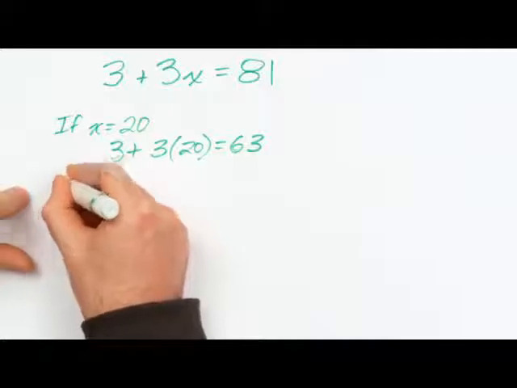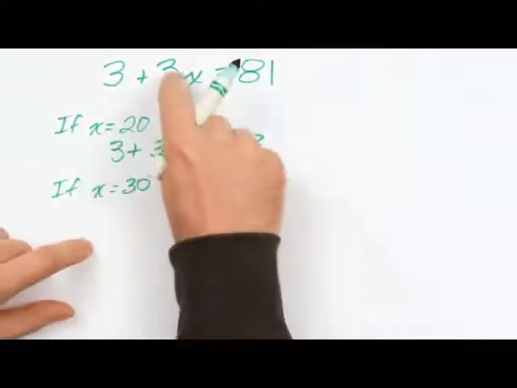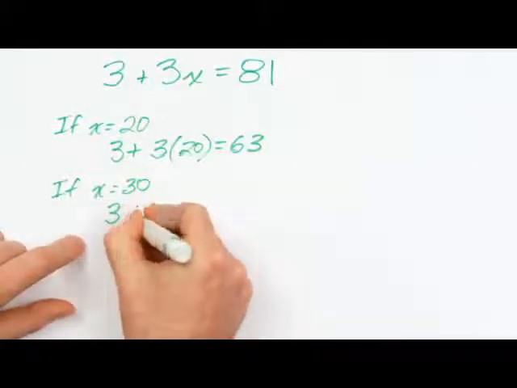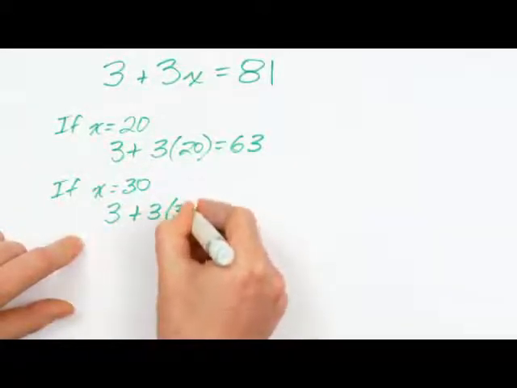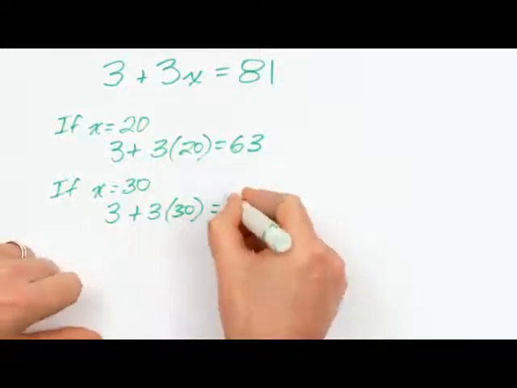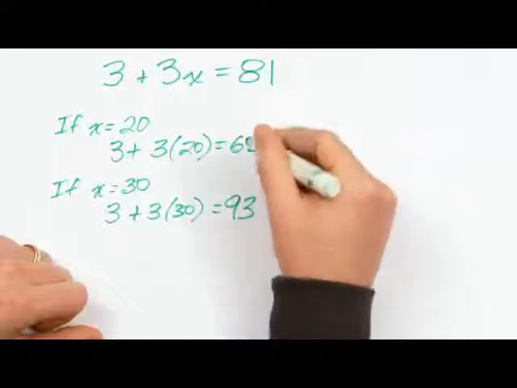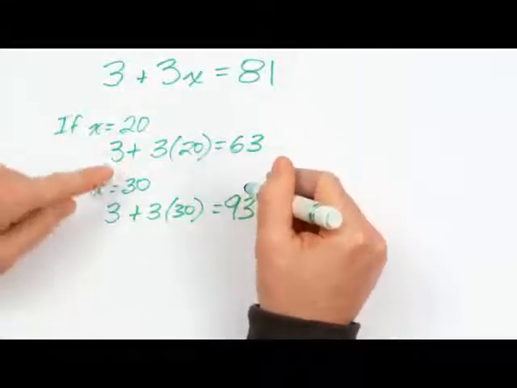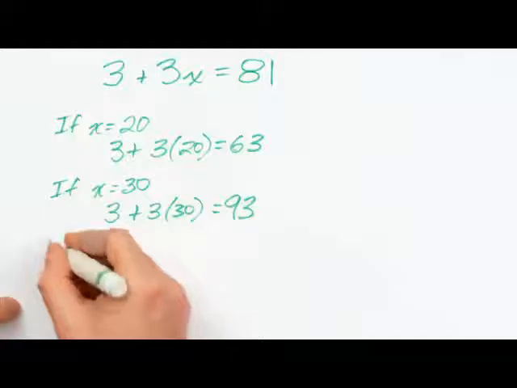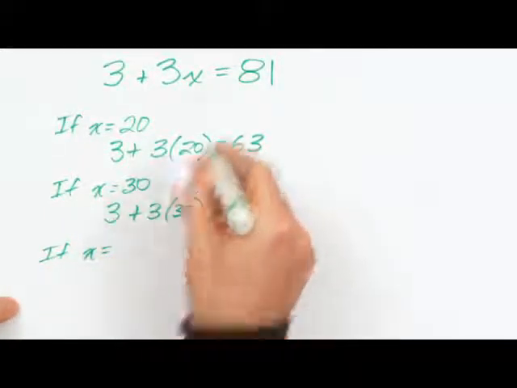How about maybe 30? If x equals 30, now I've got 3 times 30. So 3 plus 3 times 30, that's going to be 3 times 30 is 90, plus 3 is 93. Oh, now I'm too high. So it's got to be somewhere in between those, between 20 and 30. What about if we try, looks about in the middle.